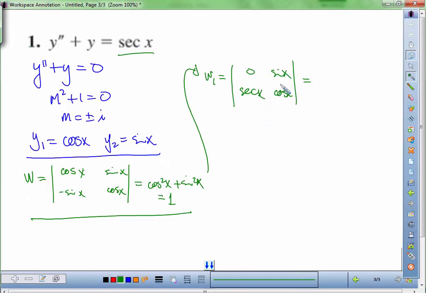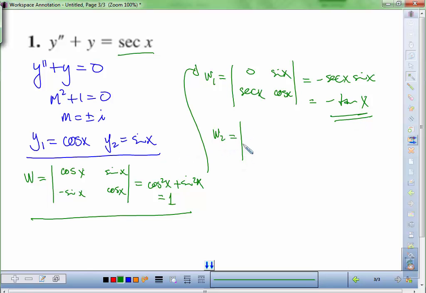So this is going to be 0 minus secant x times sine x. And secant is what? Secant is 1 over cosine. So 1 over cosine times sine is sine over cosine. And don't forget that negative sign, so this will be a negative tangent. So that's W1.